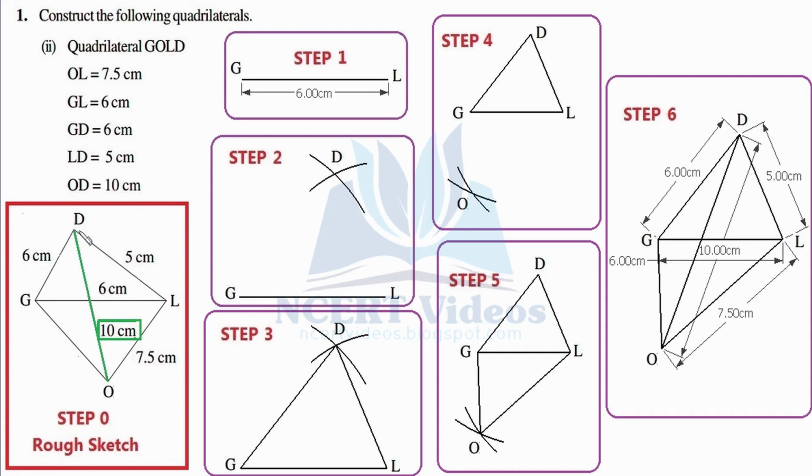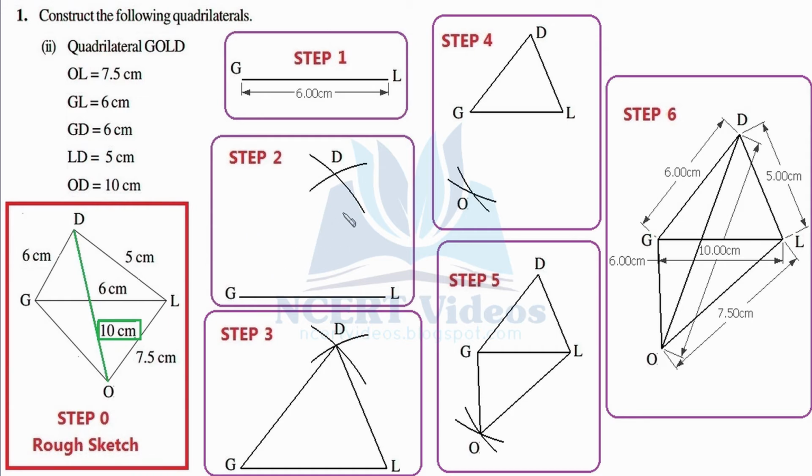Then we will readjust our compasses at a distance of 5 centimeter because this time we are considering measurement of line segment DL. So we will put our needle over here and draw this arc. Now both these arcs intersect each other at this point, so it will be your D vertex. Again, pause it and construct it by yourself.